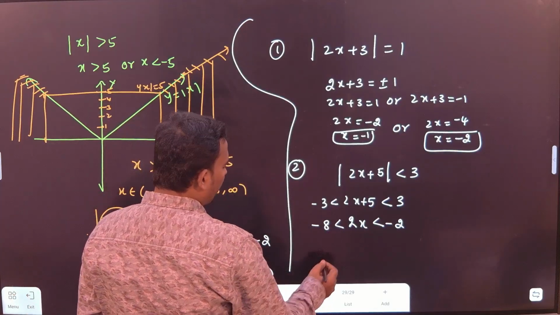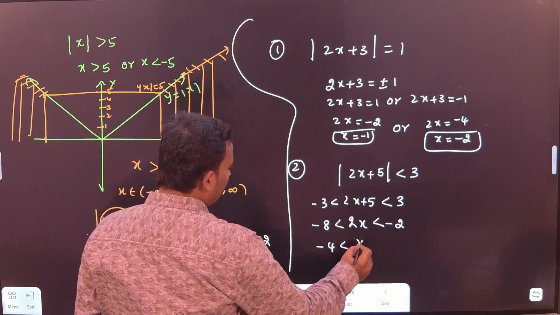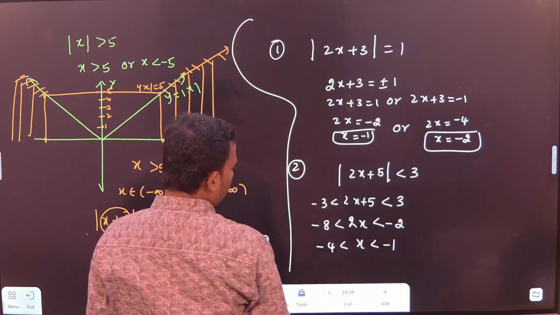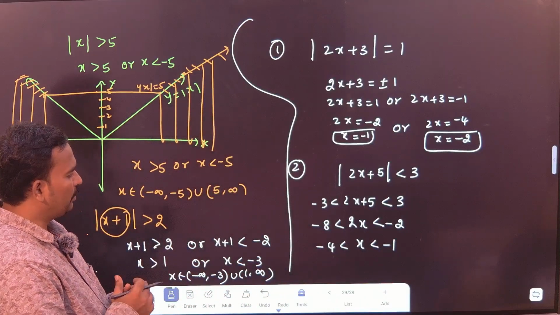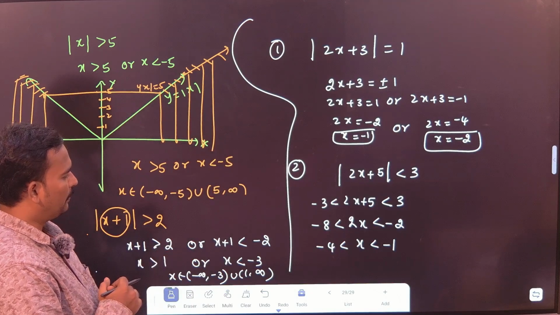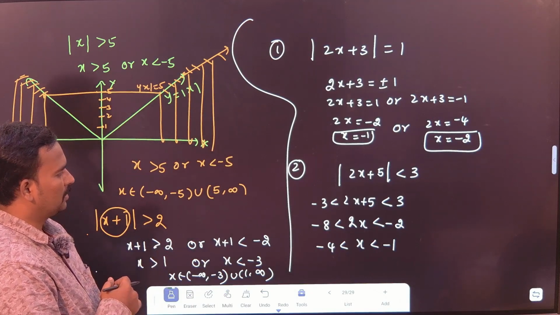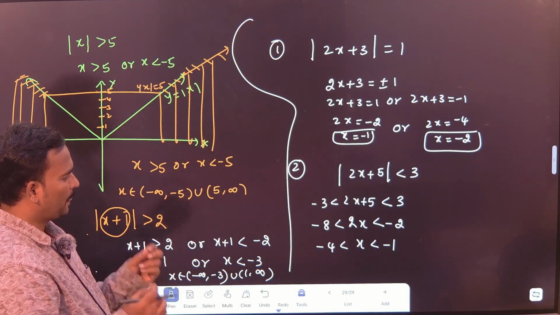Yes. Now you can divide by 2. Minus 4 is less than x is less than minus 1. This is your solution set, all the x values from minus 4 to minus 1. Clear?